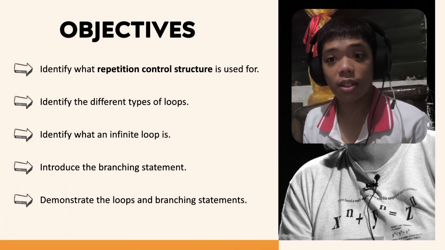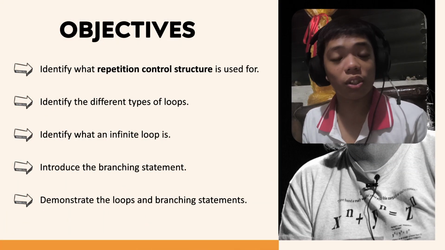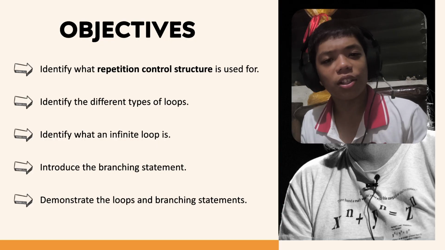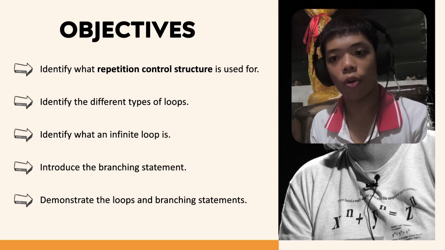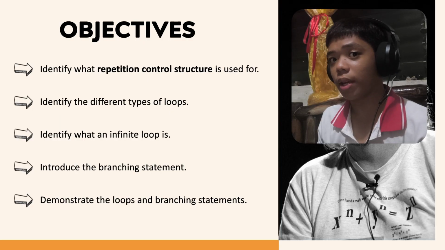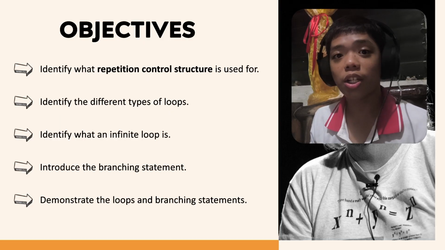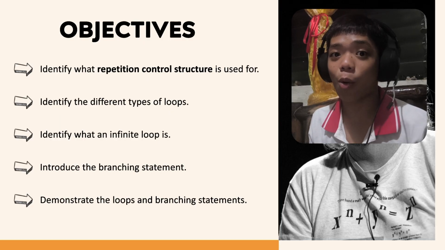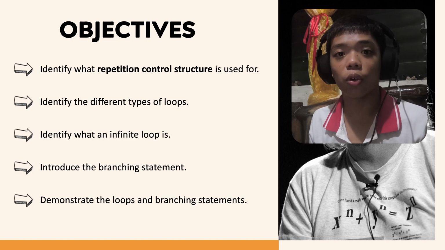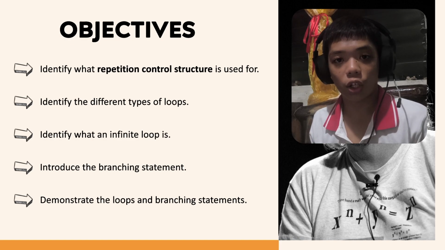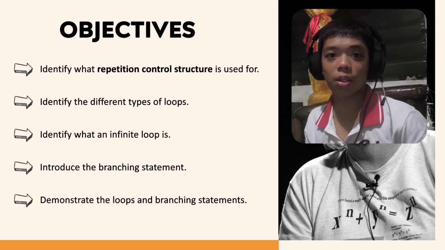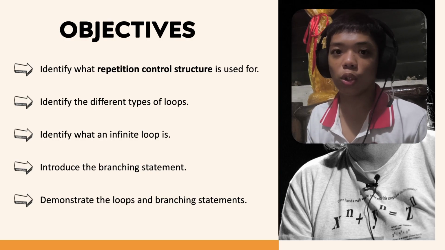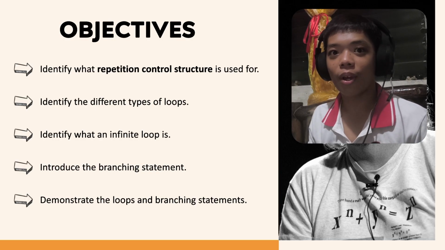In our objectives, identify what repetition control structure is used for, identify the different types of loops such as while loop, do-while loop, and for loop, identify what an infinite loop is, and introduce the branching statements that we can use in our loop structures, and demonstrate the loops and the branching statements in Eclipse. So we are going to code them one by one. So let's start.